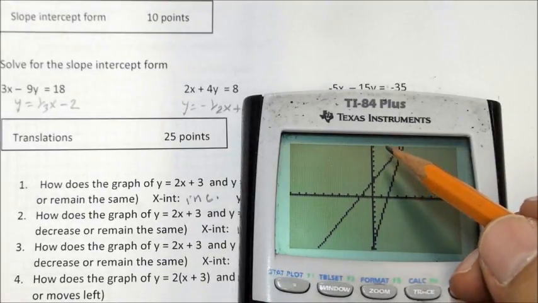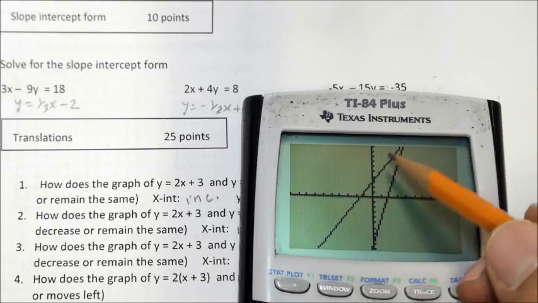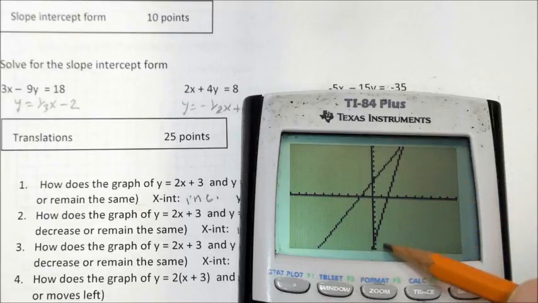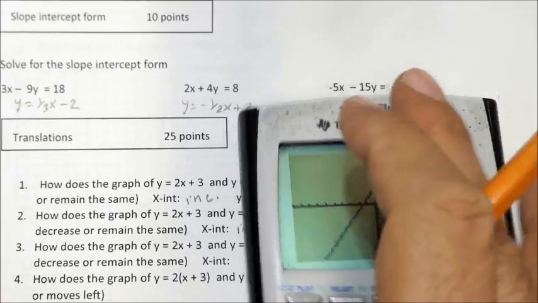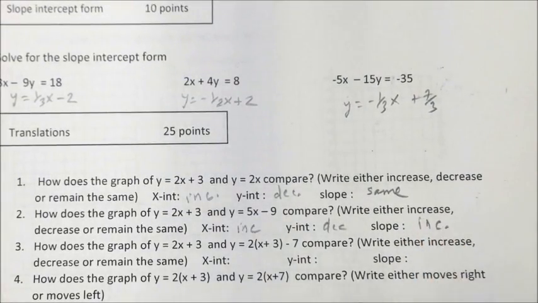I want you to think of a guy on a skateboard coming down this way. As you can tell, he'd be coming down pretty fast. But if he comes down on the second one, he comes down faster. He comes down faster because it's steeper, it's bigger. So the slope got bigger. Since the slope got bigger, we'll say the slope increased.